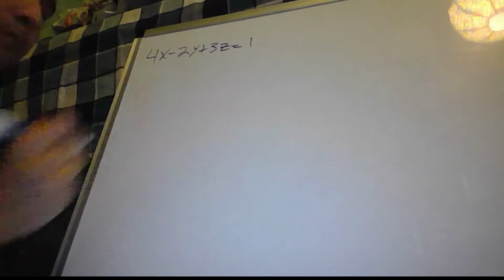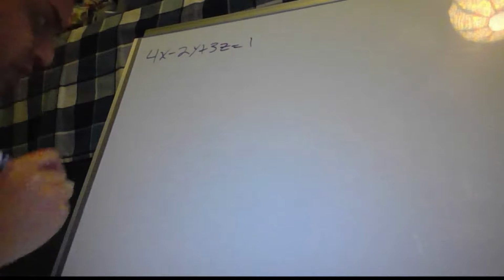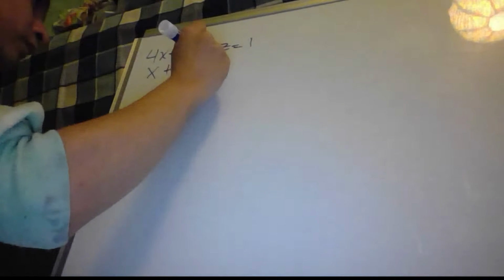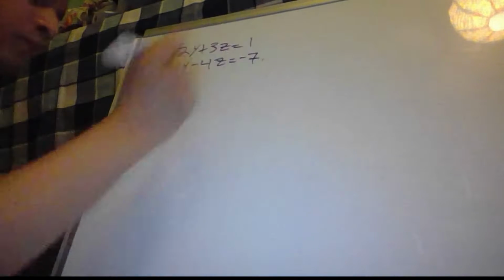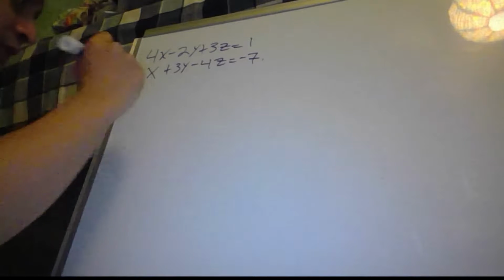Okay, so we're gonna dive in. 4x minus 2y plus 3z equals 1, right? x plus 3y minus 4z equals negative 7. Right? 3x plus y plus 2z equals 5.